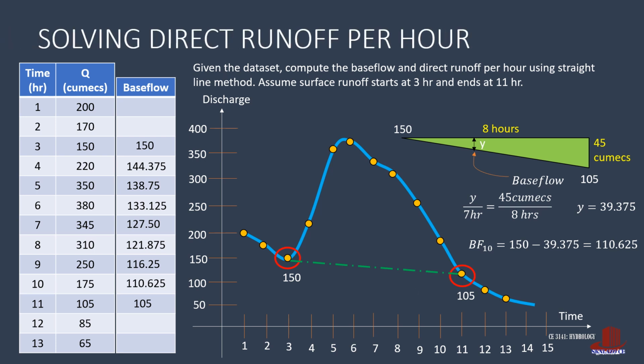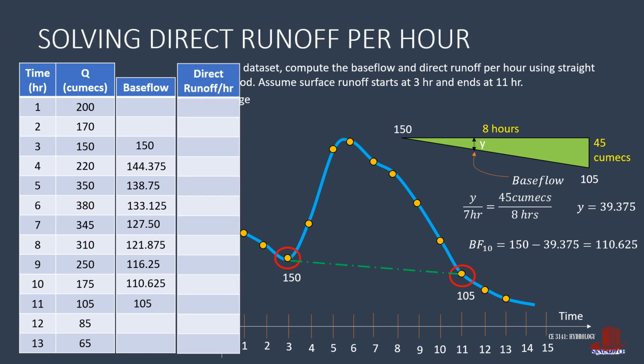The next requirement to answer is the direct runoff per hour. This is the amount of water that can be used as runoff in each hour. At the start of the runoff, the discharge is fully taken as base flow, so the DRH for the 3rd hour is 0. For the next hour, the DRH is then the coordinate of 220 cumex less the computed base flow of 144.375, which gives a DRH of 75.625 cumex.